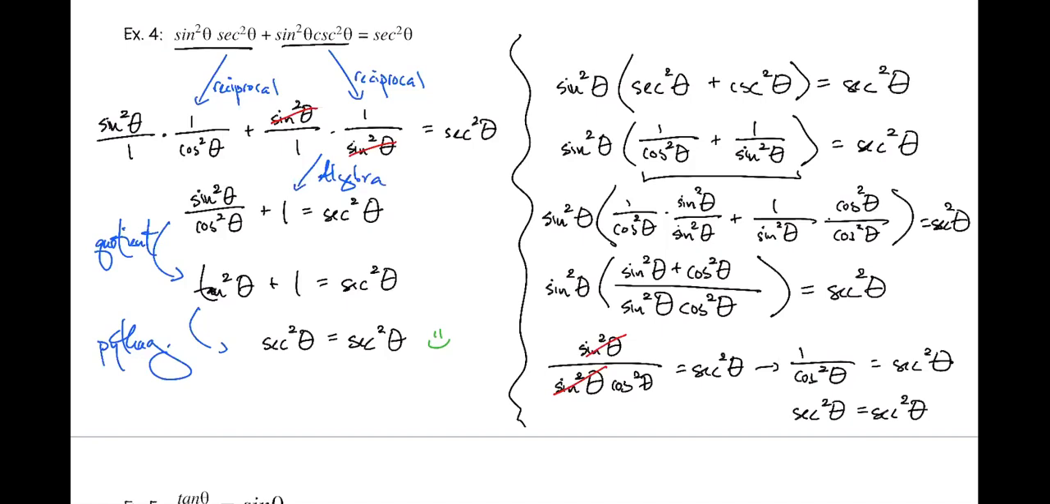So two different ways to get to the same answer. All right, pick your poison. But in this one problem, we've shown basically all of the different strategies we could try for verifying an identity, okay?